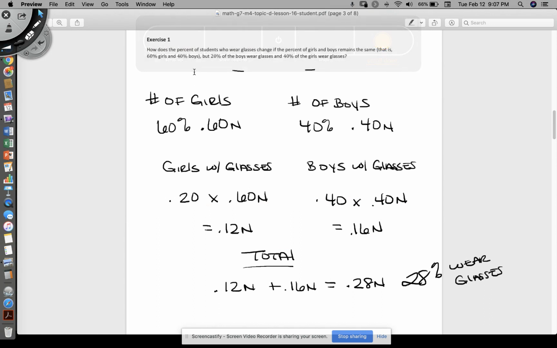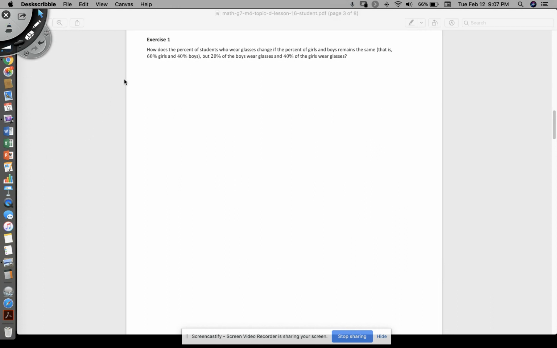All right, exercise 1. Here we go. How does the percent of students who wear glasses change if the percent of the boys and girls remains the same? So we're going to still stick with the 60% girls, 40% boys. But this time, I have 20% of the boys wearing glasses and 40% of the girls wearing glasses.